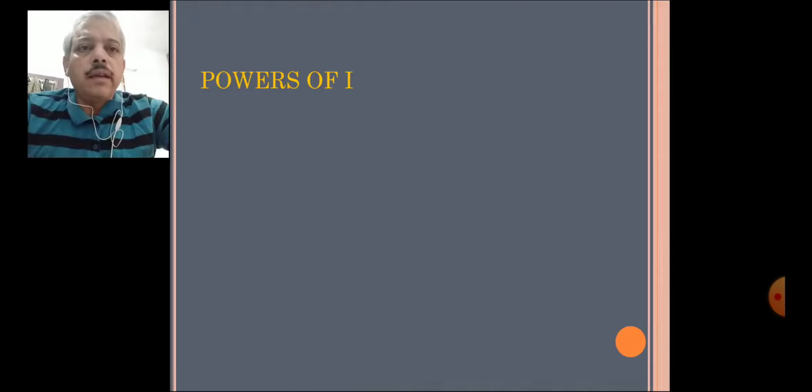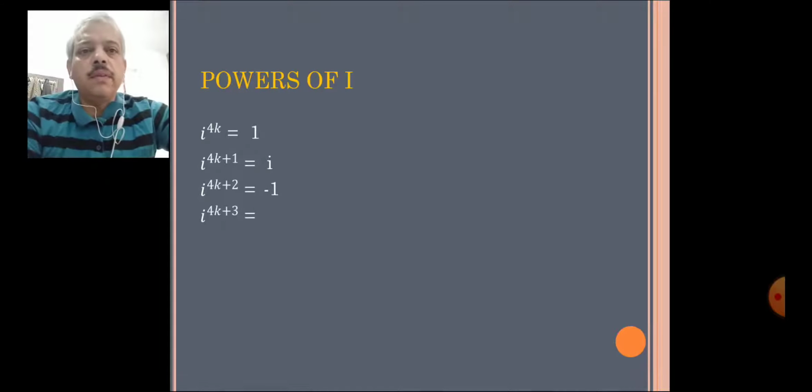Powers of i. i to the power any multiple of 4 is 1, whereas i to the power any multiple of 4 plus 1 will be equal to i, i to the power any multiple of 4 plus 2 will be equal to minus 1, whereas i to the power any multiple of 4 plus 3 will be equal to minus i.